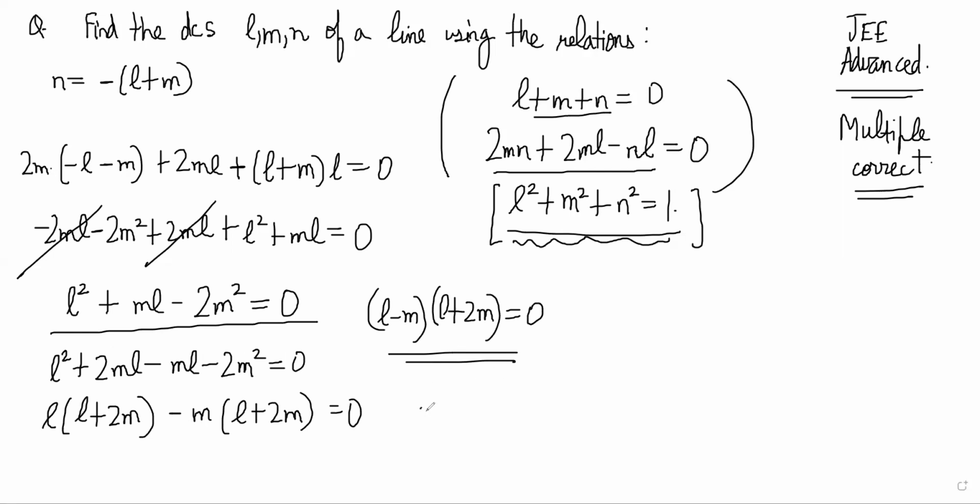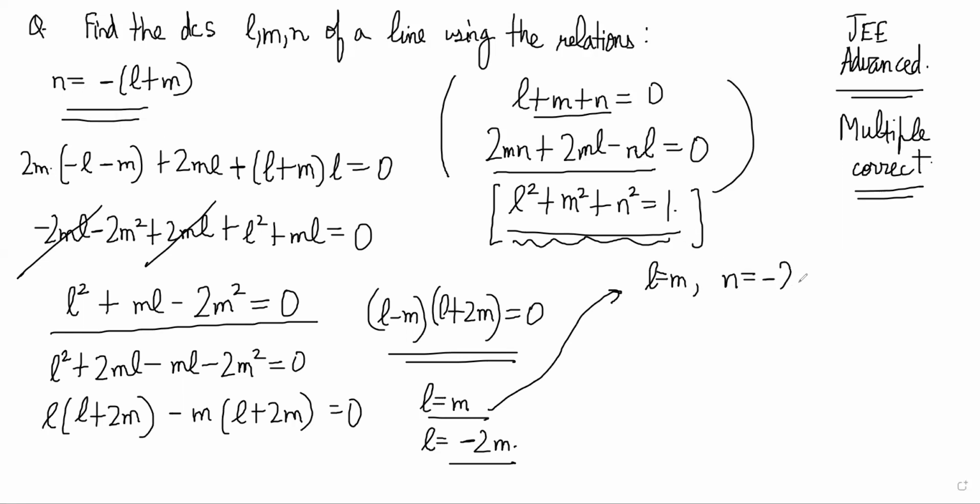So you get two possibilities. Case 1 is L is equal to m. Case 2 is L is equal to minus 2m. Right? Yes, sir. If you take case 1, when L is equal to m, and you put that in this equation, you will get n is equal to minus 2m, and m can be as it is. So the three things are m, m, and minus 2m.